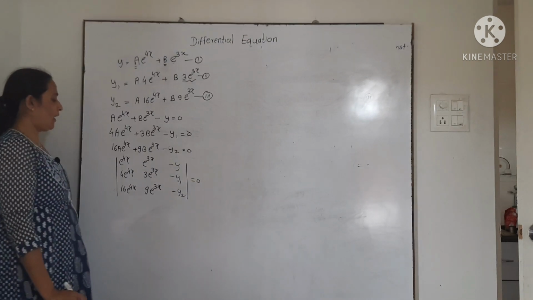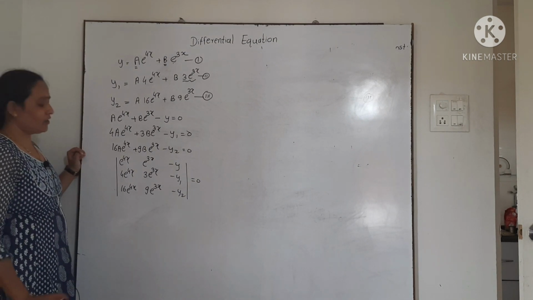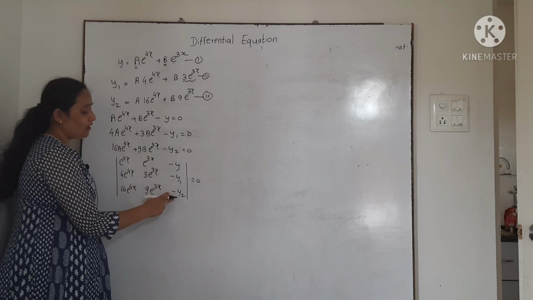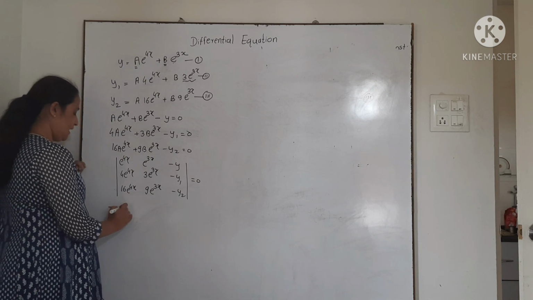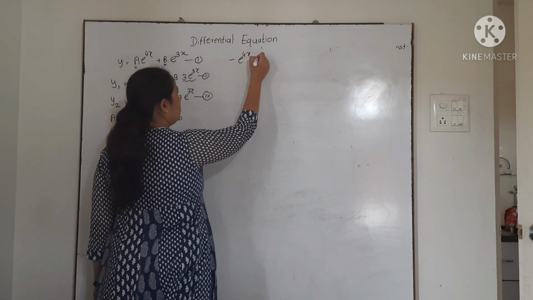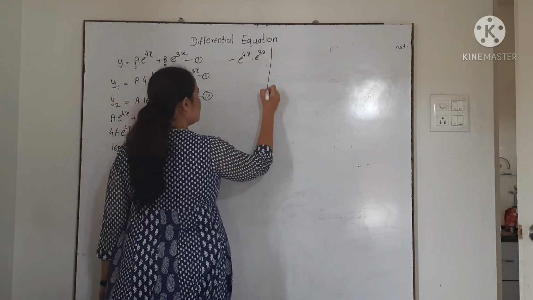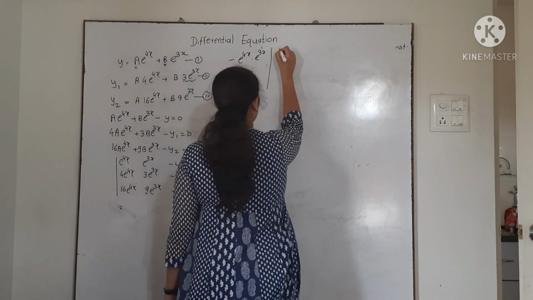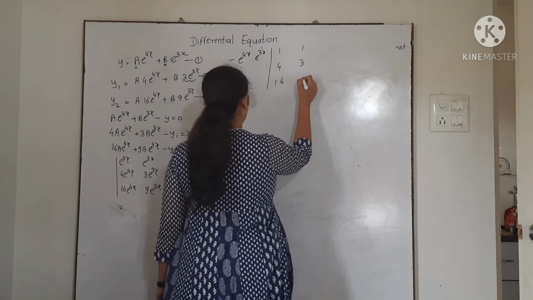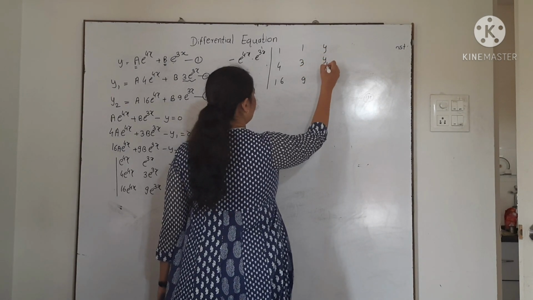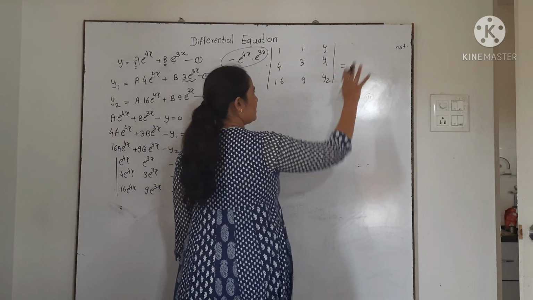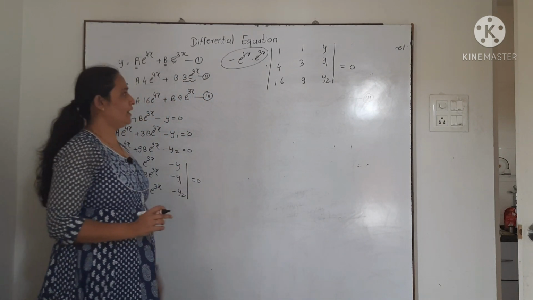Now if you see this, what is common from the first column? It is e raised to 4x, second column e raised to 3x, and from third column minus. So if I take minus e raised to 4x into e raised to 3x outside, what is remaining? 1, 4, 16, 1, 3, 9, y, y1, y2 equal to 0. If you transfer this to the right hand side, 0 upon anything will be 0. So you can cancel this.